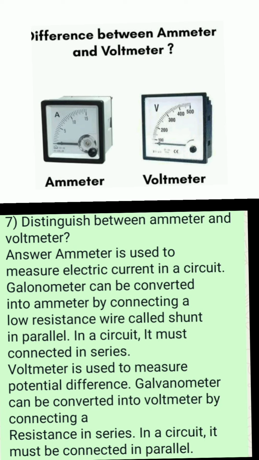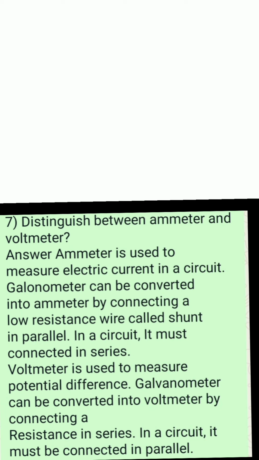7. Distinguish between ammeter and voltmeter. Answer. Ammeter is used to measure electric current in a circuit. Galvanometer can be converted into ammeter by connecting a low resistance wire called shunt in parallel. In a circuit, it must be connected in series. Voltmeter is used to measure potential difference. Galvanometer can be converted into voltmeter by connecting a resistance in series. In a circuit, it must be connected in parallel.